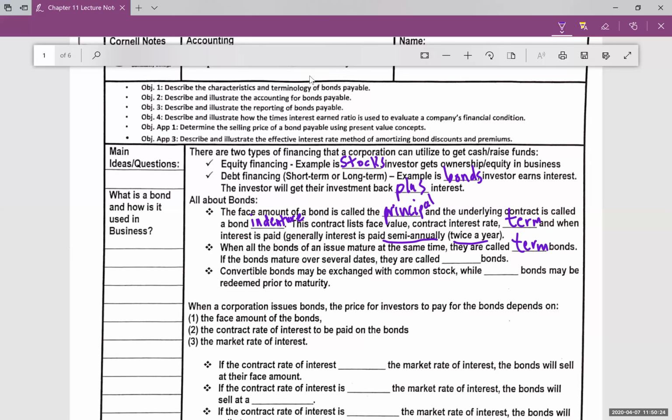If the bonds mature over several dates, they are called serial bonds. Serial, not cereal. Serial bonds. Convertible bonds may be exchanged with common stock, while callable bonds may be redeemed prior to maturity. We have a homework problem on a callable bond, which we'll go over here in a little bit.